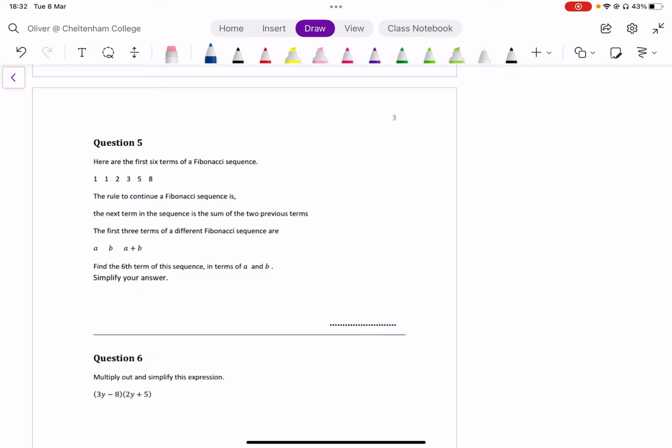The next term is the sum of the previous 2 terms. So that's first term, that's second term. Third term is the sum of the 2 previous terms. Fourth term is going to be A plus 2B. Fifth term is going to be 2A plus 3B. Sixth term, so each time I'm adding the 2 previous ones. So there's 3A's and 5B's. And the sixth term is going to be 5A's and 8B's. 5A plus 8B is my answer to that.